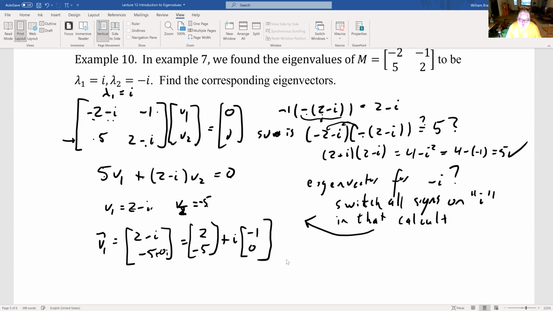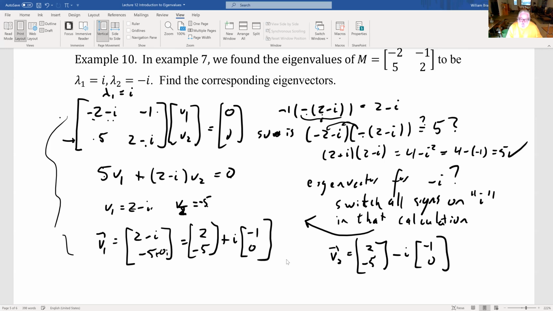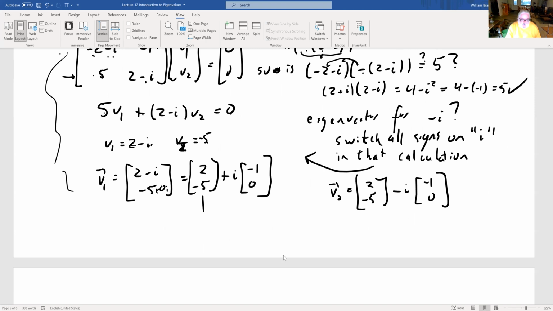How do I get the eigenvector for minus i? Well, we'll just go through this whole calculation and switch the signs on the i's throughout. And you get that your eigenvector, we'll call it v2, is going to be (2, -5) plus i times (1, 0). So this is called the real part. This is called the imaginary part, the vector itself, not including the i.